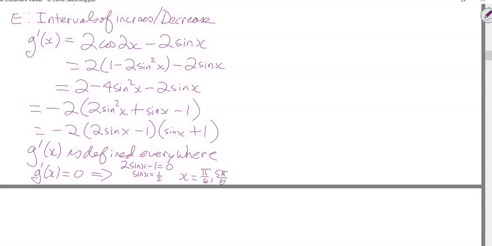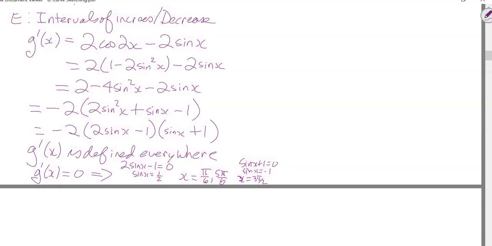Come back to me now. That second derivative thing was at pi by 6, right? It was to show there's a maximum. We know where this is going. We're going to end up with a maximum here. And what else do we have? Sine x plus 1 equals 0. Sine x is negative 1. X is 3 pi by 2. That was one of our intercepts.